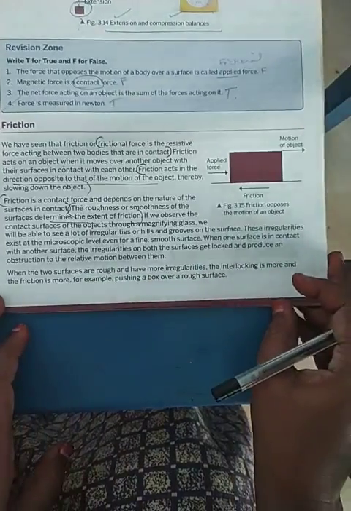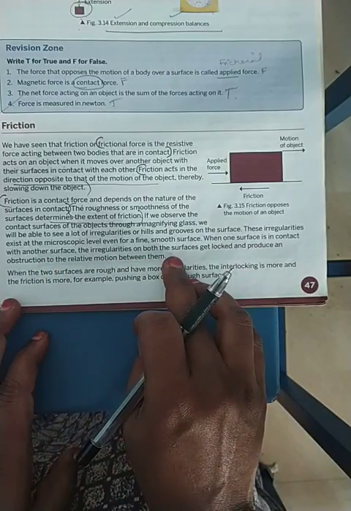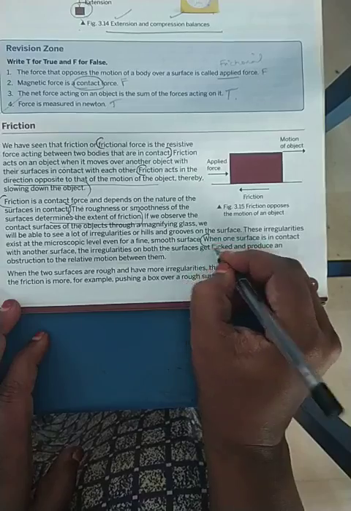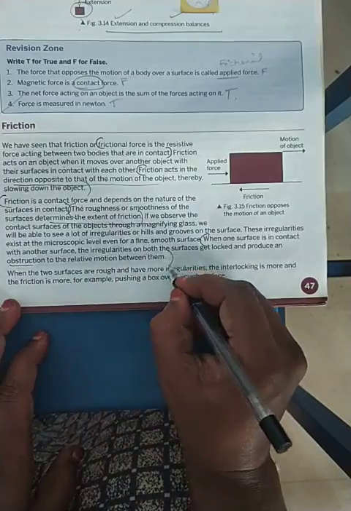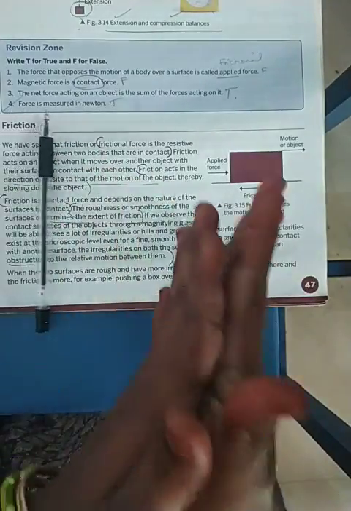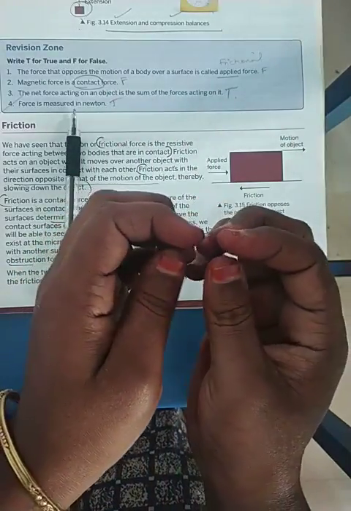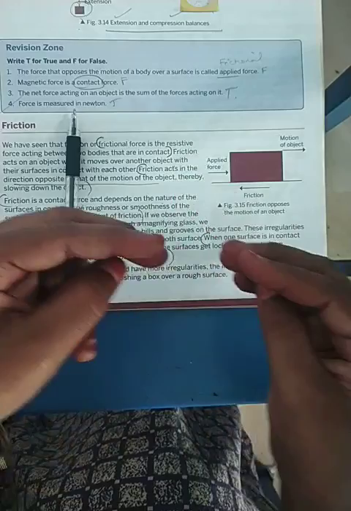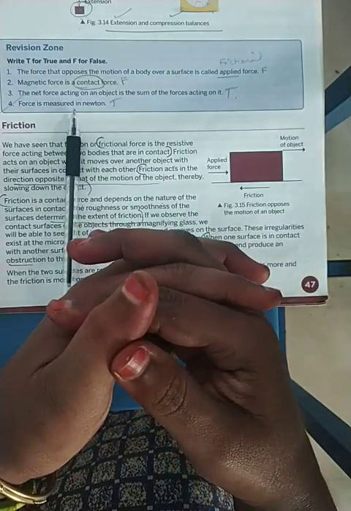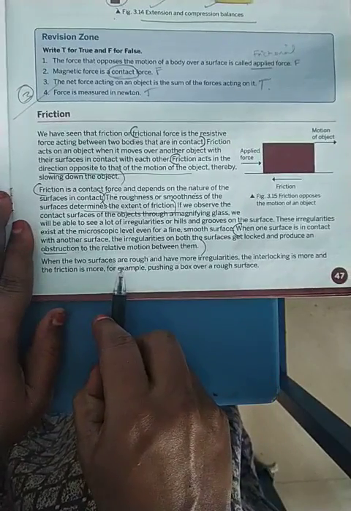Now, when one surface is in contact with the other surface, the irregularities will get locked. That is what is happening. The irregularities will get locked and they will produce an obstruction to the relative motion. See, if these two surfaces are smooth, they will be sliding like this. That is, there is no place to get locked. But if there are some irregularities, like some holes or some dents or some sharp things, they will be getting locked like this. So they will not be able to move. So this will be offering a resistance or an obstruction for the motion of the body.